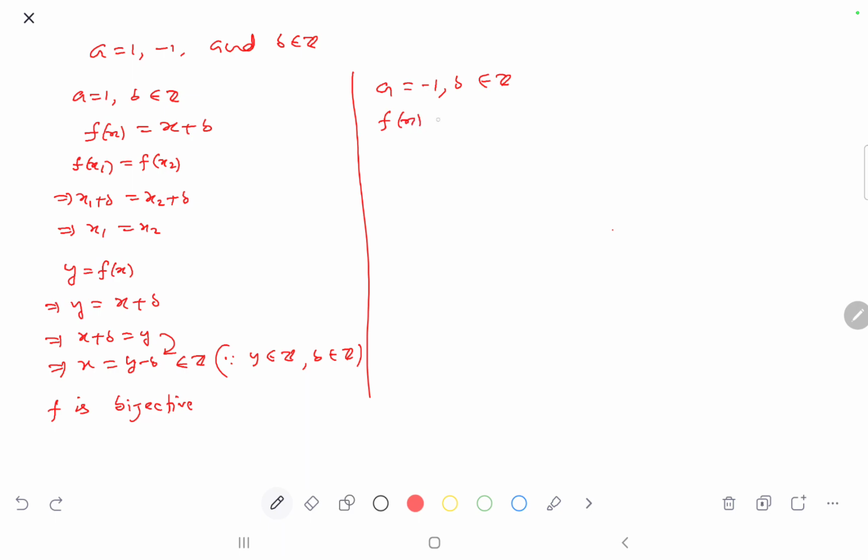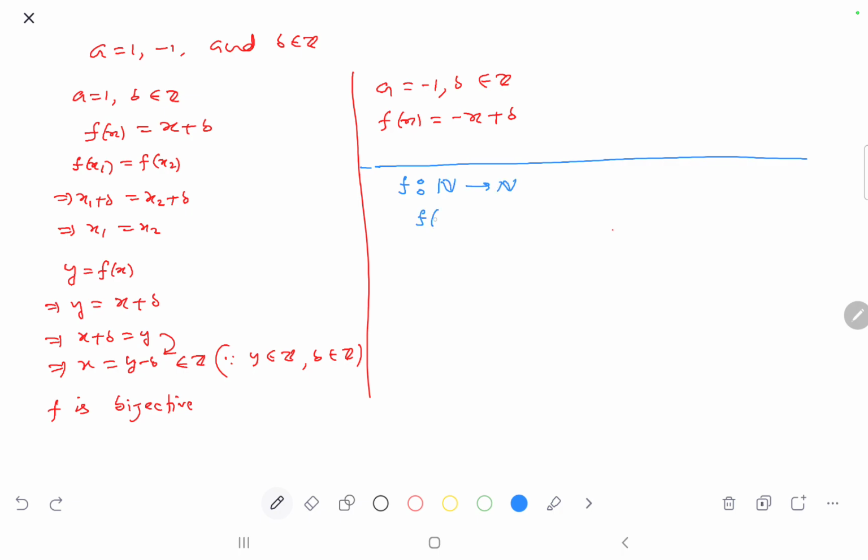In this case, the formula becomes f(x) equals minus x plus b. Injectivity, should I do it or you understood? No, I understood. Very good. Nice. Okay, so now next, consider the function from N to N, where N means the set of all natural numbers. Got it?